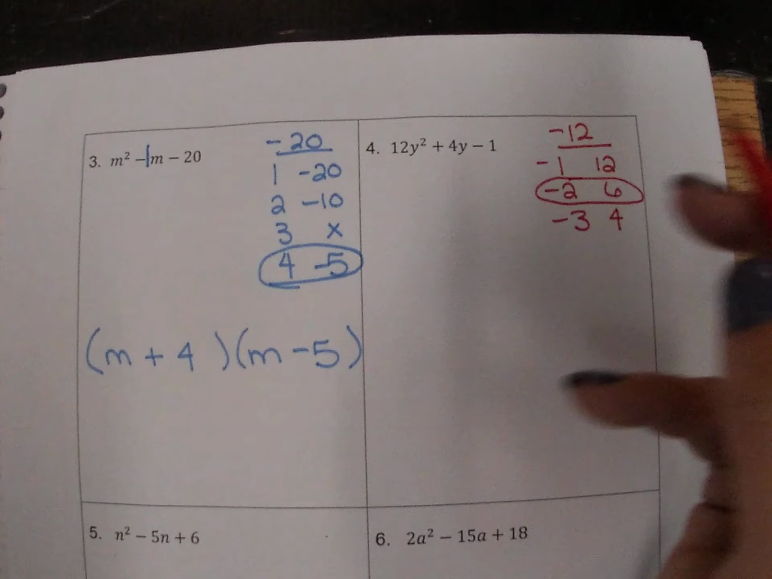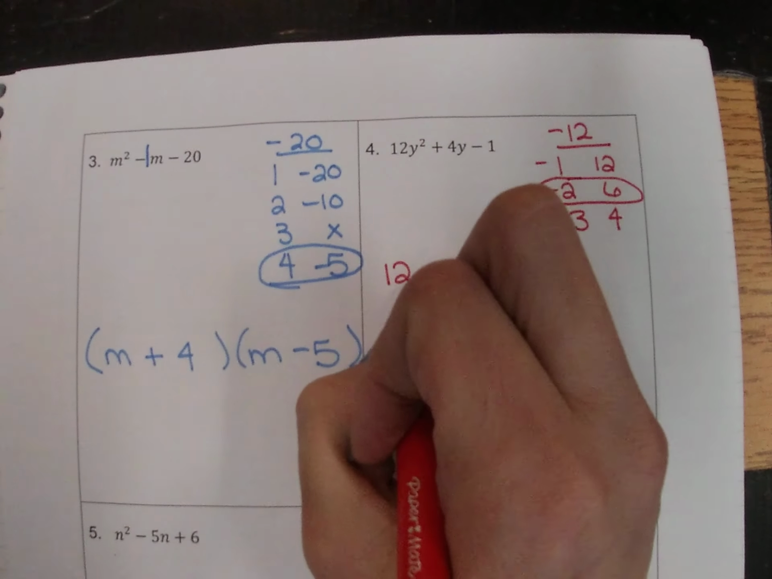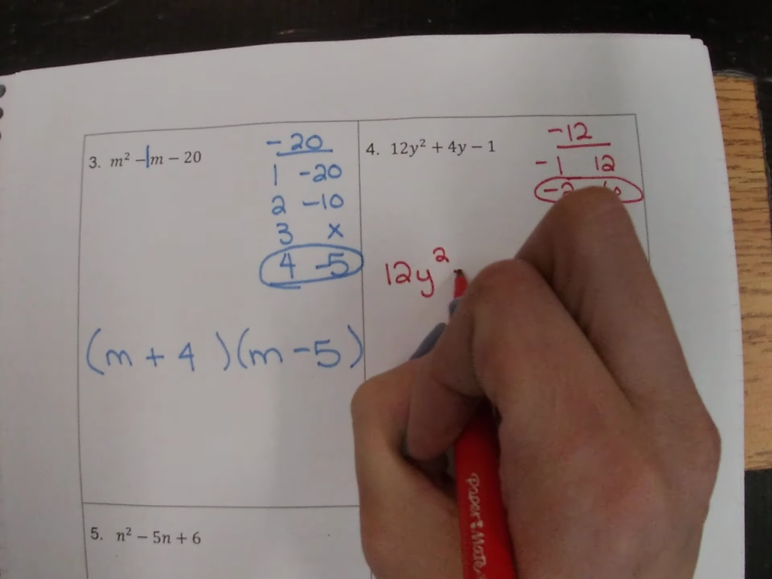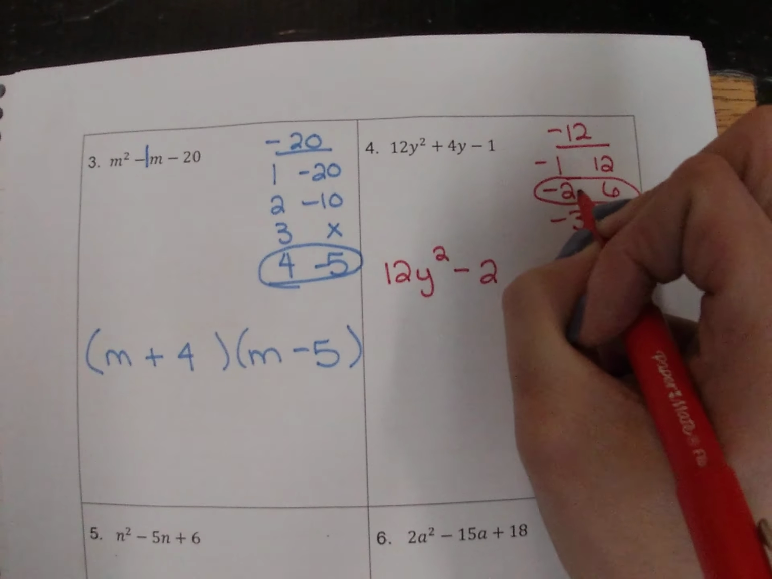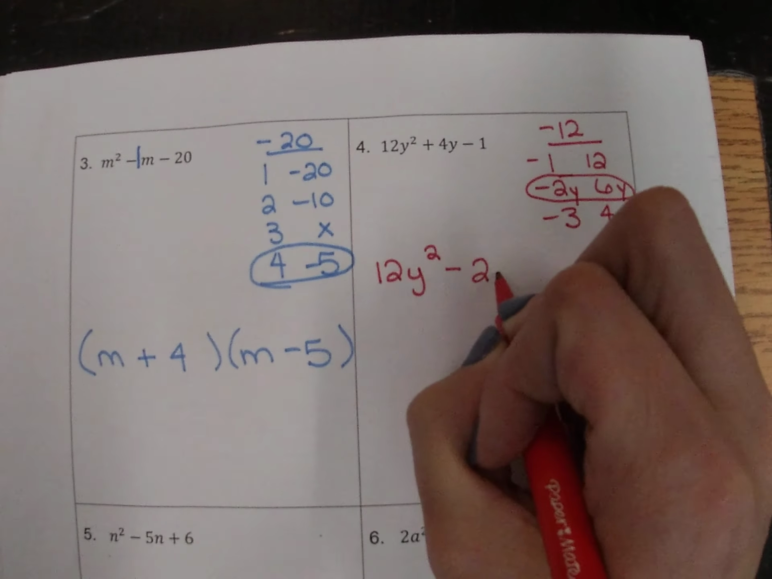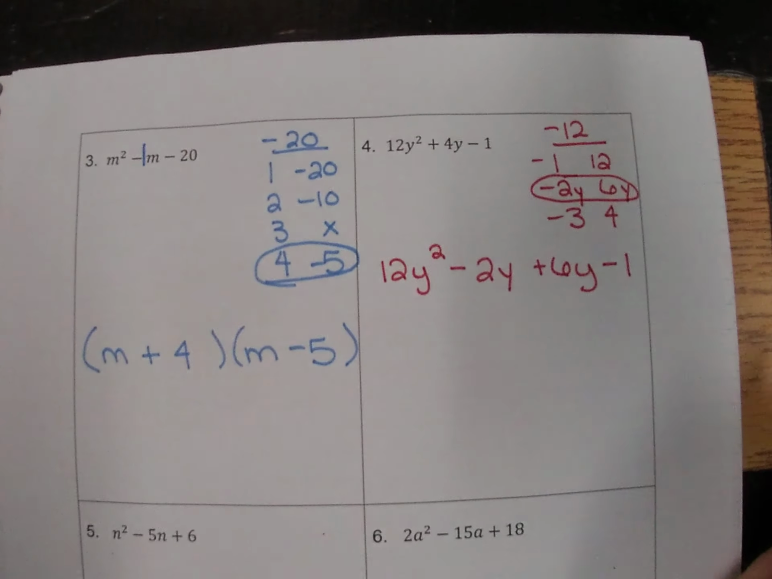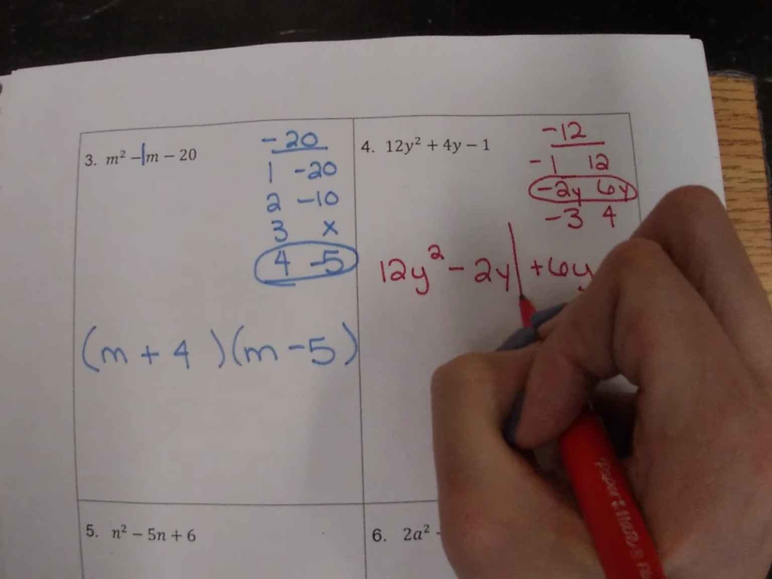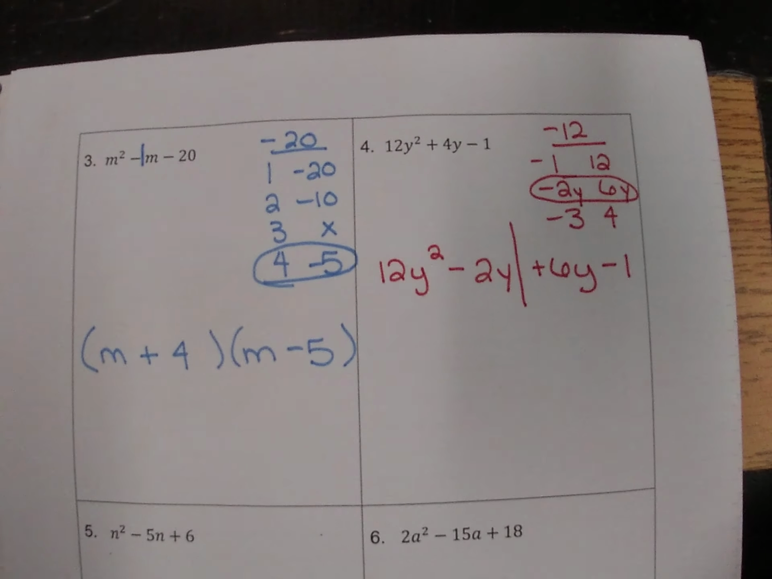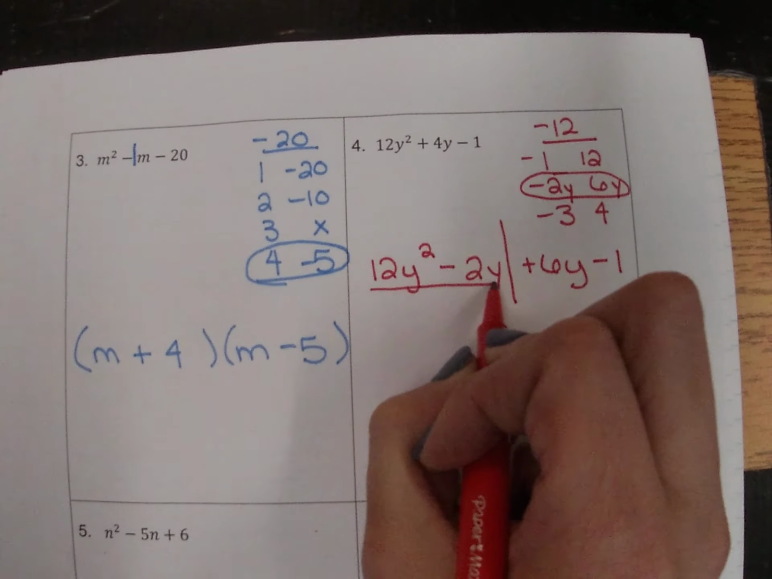Now, no shortcut on this one, so we have to rewrite this into 4 terms. 12y squared. These pieces that we pick, remember, both get the variables. So minus a 2y plus a 6y minus a 1. And then we'll go into our factor by grouping. So we're splitting that in half.